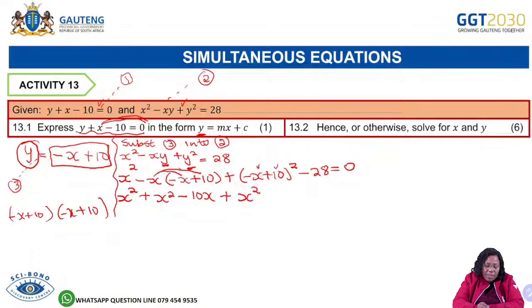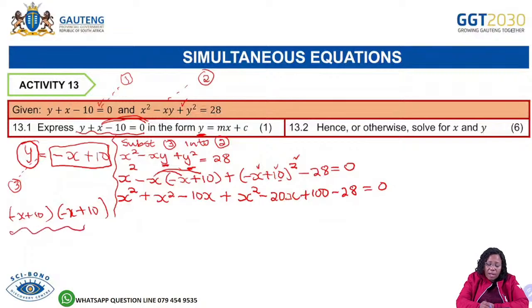Minus x times 10, times 2, is minus 20x. And then square the last term. 10 times 10 is 100. So that is another way of removing your brackets with the short method. You can calculate them there. They will give you exactly what I have there.